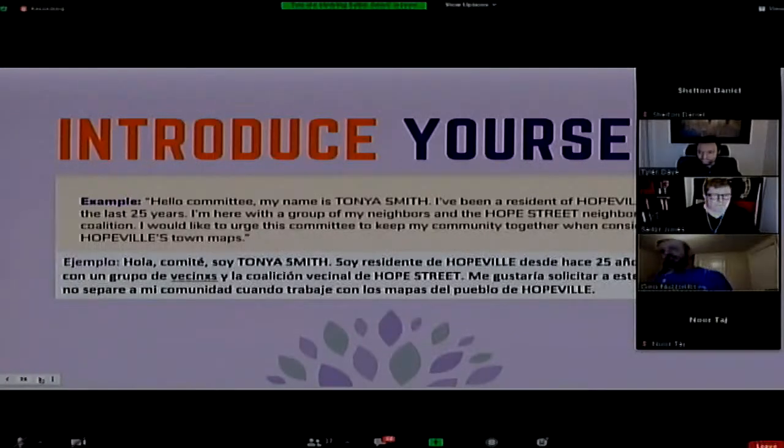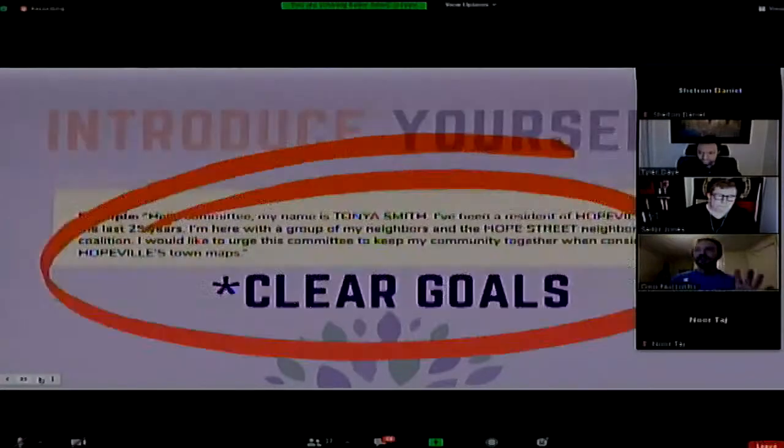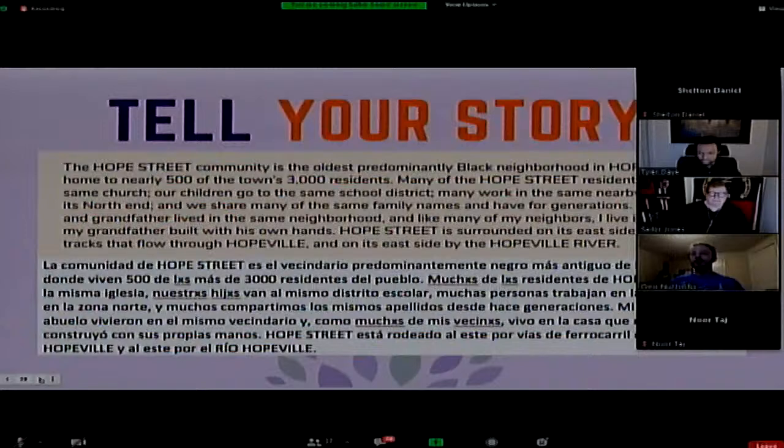Now, after you've introduced yourself, you want to be really clear on your goals right from the beginning. Let your elected officials know why you are there and exactly what you want them to do. And then that's when you get into the story about your community. And write what you know. I promise you, if you're a little bit hesitant or concerned that what you're writing is effective, if you're writing about yourself and what you know in the community you're fighting for, it's going to be perfect.